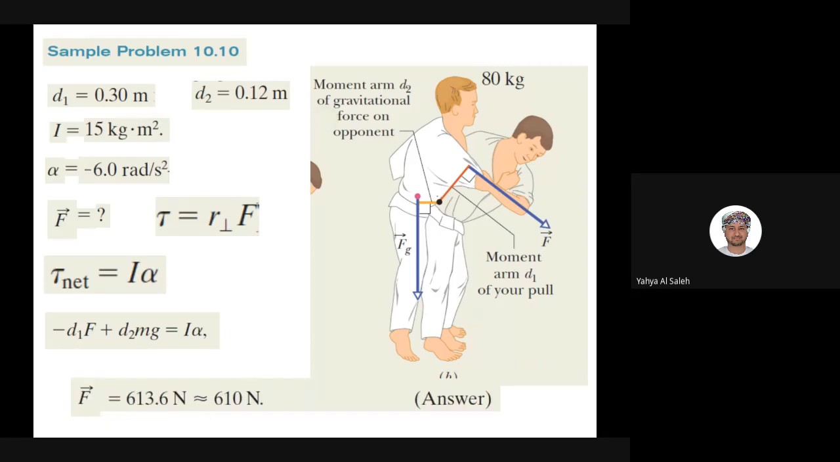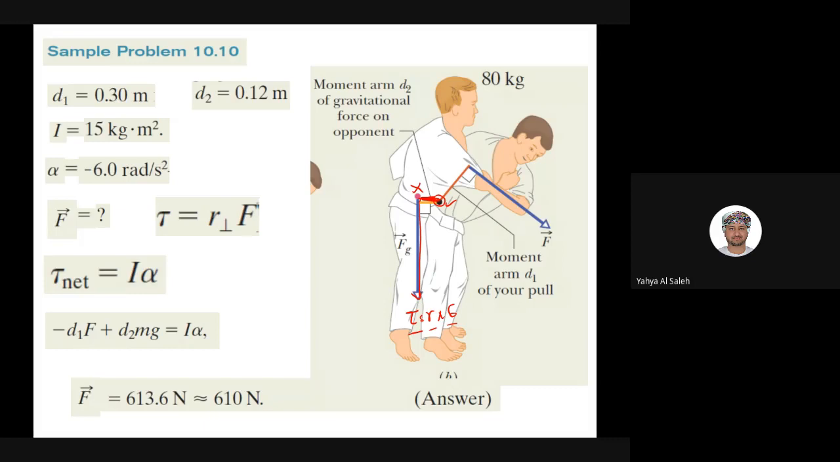So when we are rotating, we cannot rotate about two different axes. I either choose this or this. Now, if I choose this for rotation, I need to take this F G and multiply it by this distance perpendicularly to get torque. So I have minus D1 F plus D2 mg equals I alpha. And my force now is slightly more than doubled. I need 610 newtons.